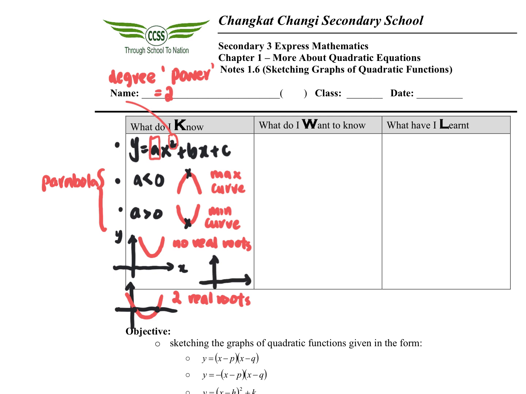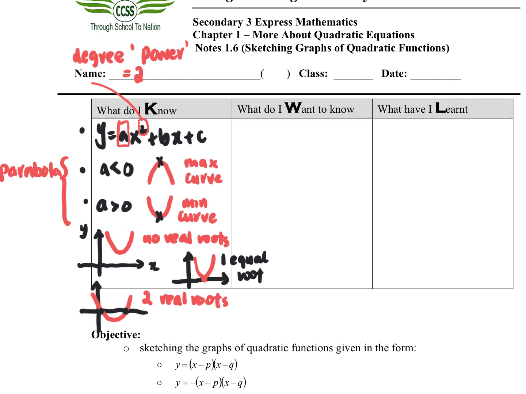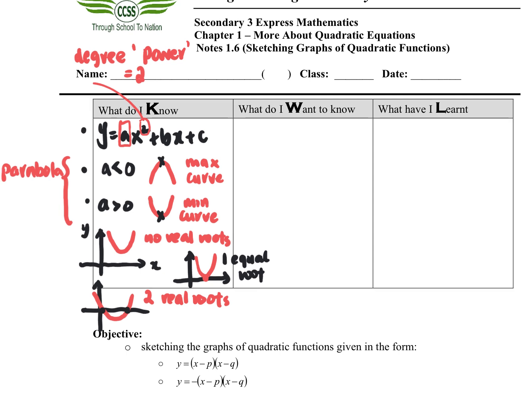Sorry, I squeezed so many things there. There's a third case where it turns at that 1 point. So this is 1 real root only, 1 equal and repeated root. So these are the 3 cases that we have seen before when we learned 1.3, the curves. What do you want to know about it? When we are learning sketching, is there anything you want to know?